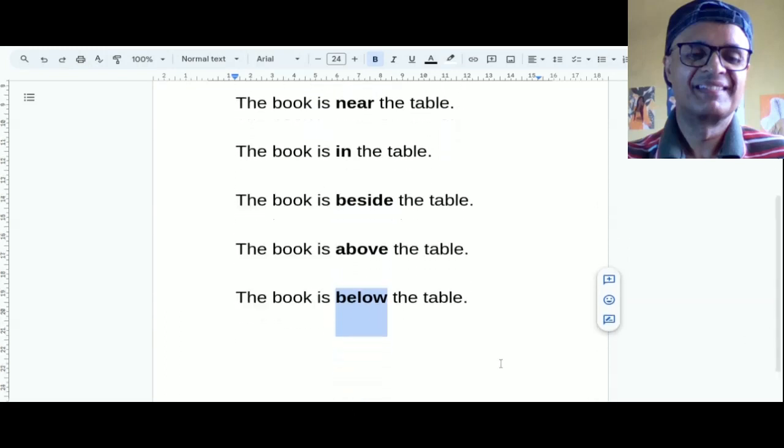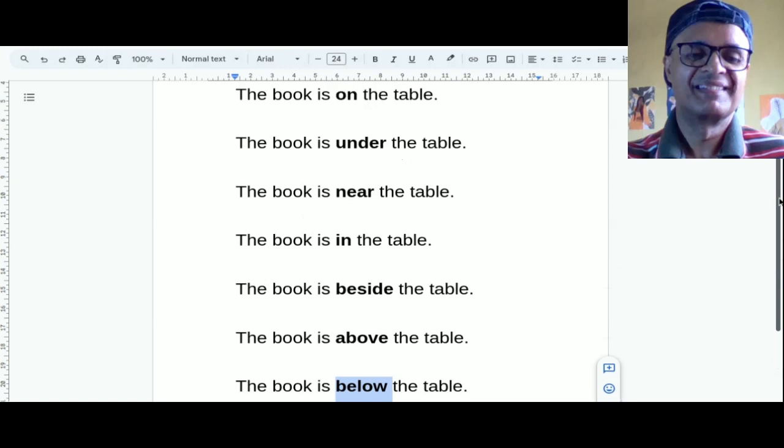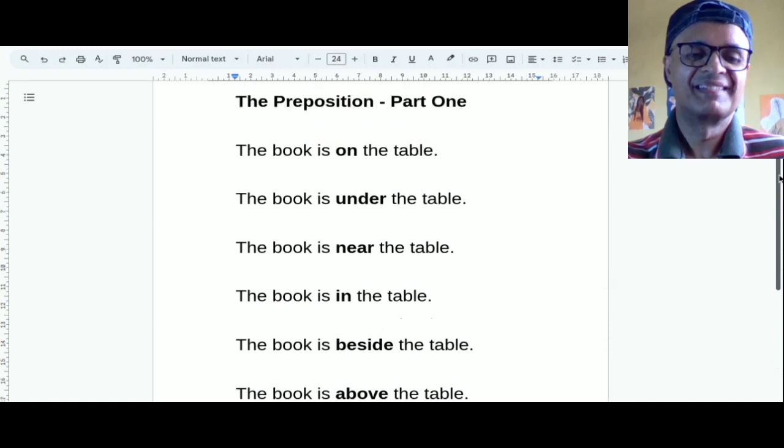Okay, so each of the above sentences contains a word that means below, above, beside, in, near, on, etc. That shows the relation between the book and the table, right? Book and the table, and the relation between them is book is below the table, book is above the table, book is beside the table, book is in the table, near the table, on the table, or under the table, etc.